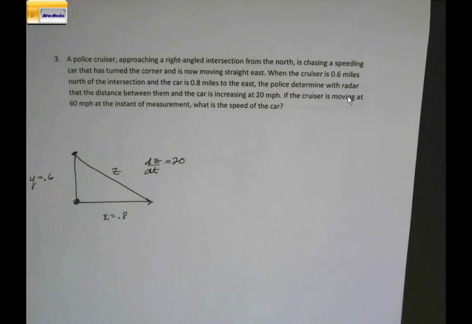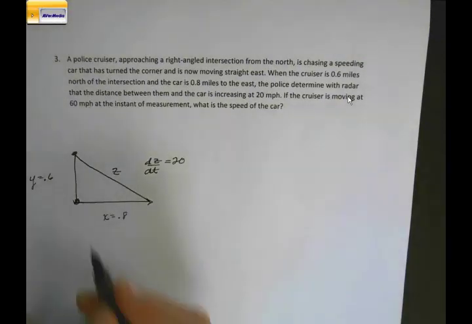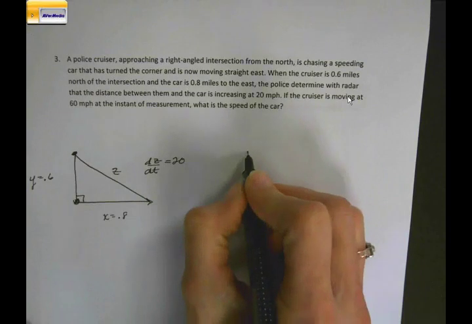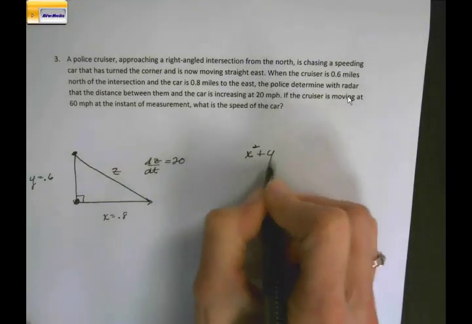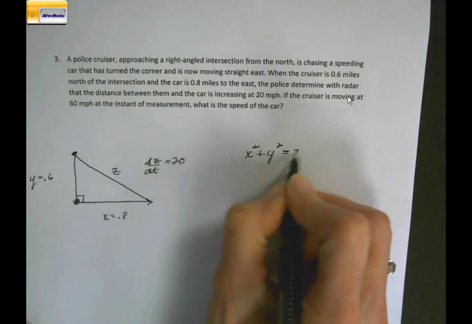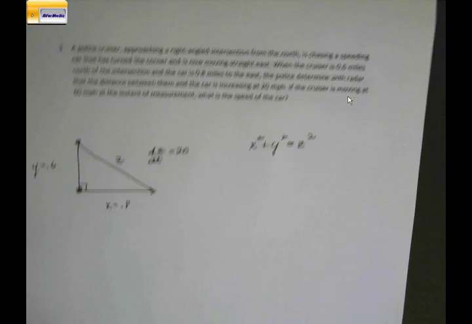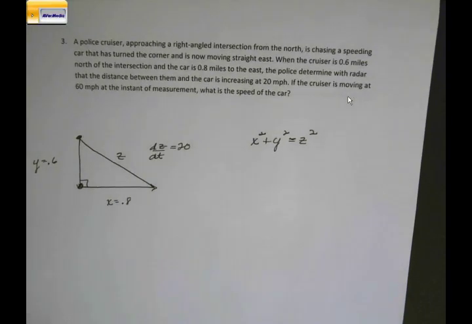All right. So here we go. This one's not too bad. Now, let's think about this. Is this a right triangle? Yep. What do we know about right triangles? How about x squared plus y squared equals z squared? Okay. Do we have information about x, y, and z?